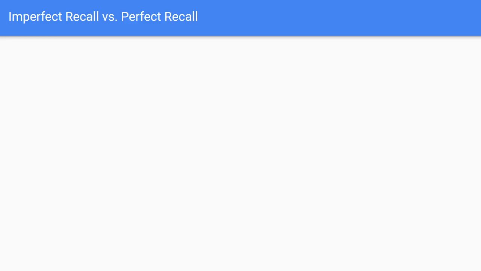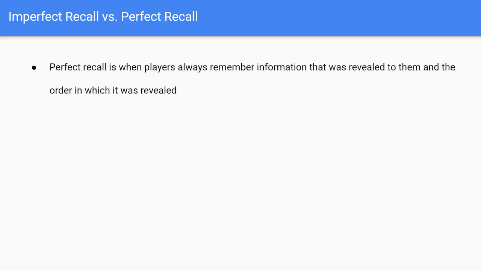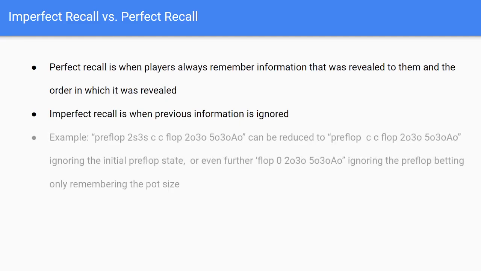Okay, next I'm going to talk about imperfect recall versus perfect recall. Perfect recall is when players always remember information that was revealed to them in the order in which it was revealed. Imperfect recall is when previous information is ignored or kind of hidden together.